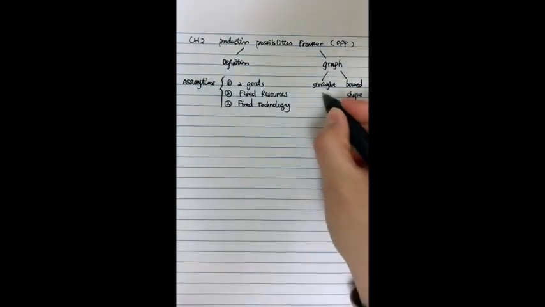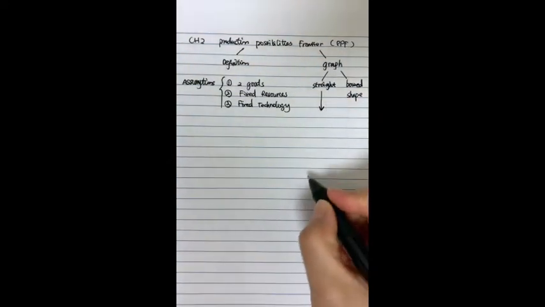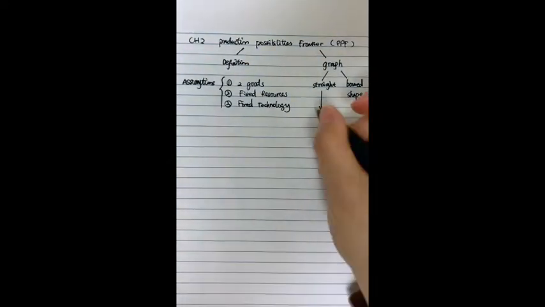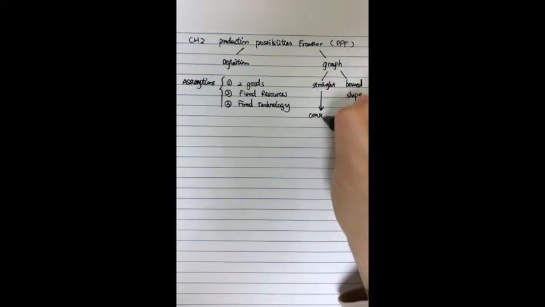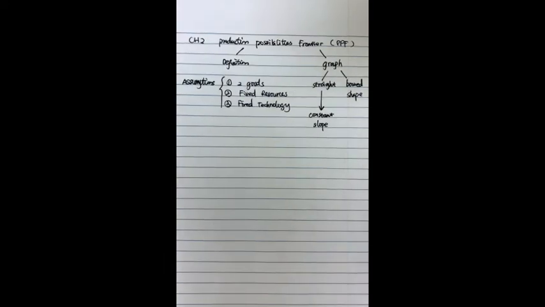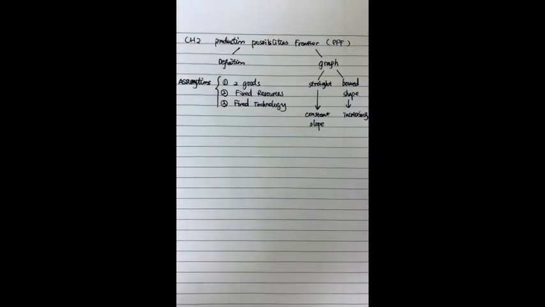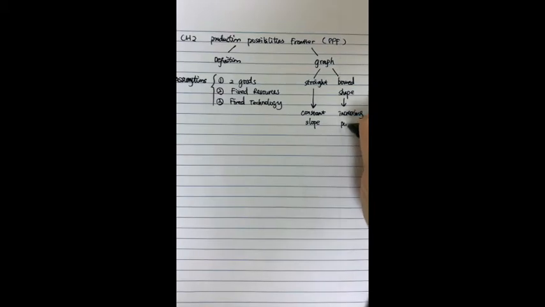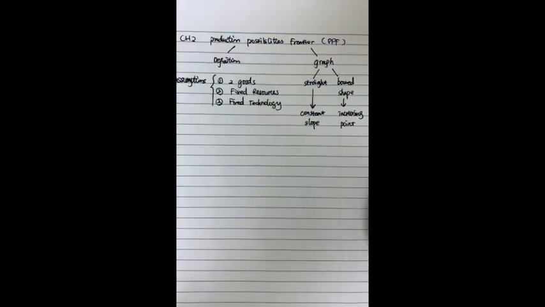If it is a straight line, it means the PPF will have constant slope. However, if it's bowl-shaped, then it means the PPF now will have increasing opportunity cost slope, okay? We will talk about this later, okay?